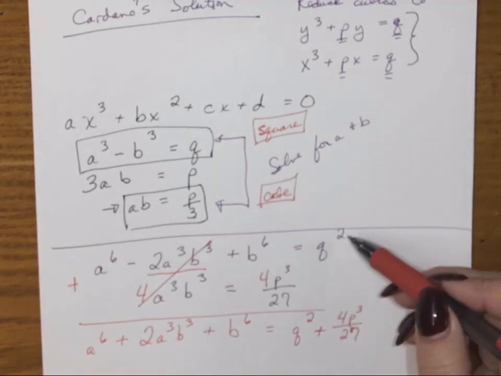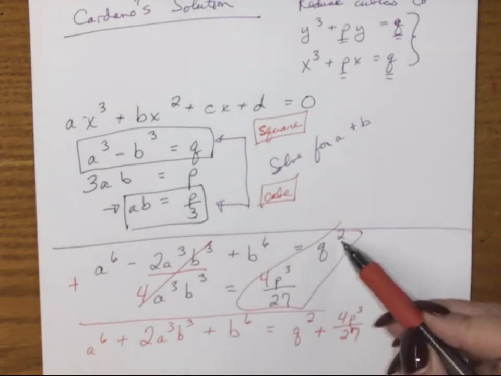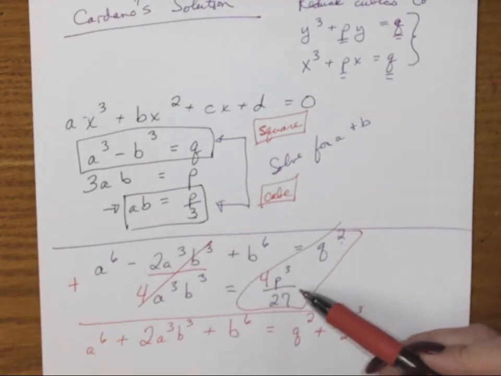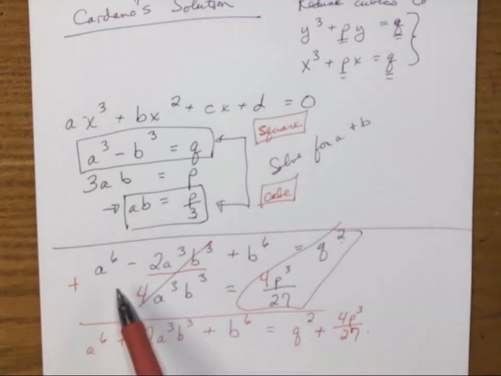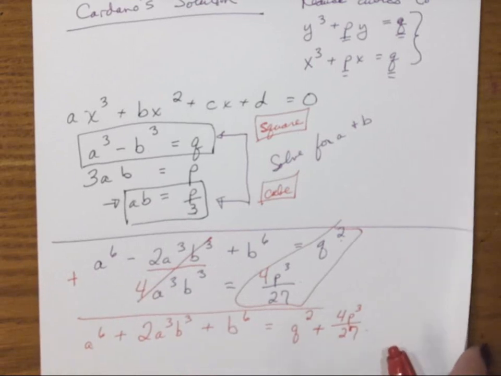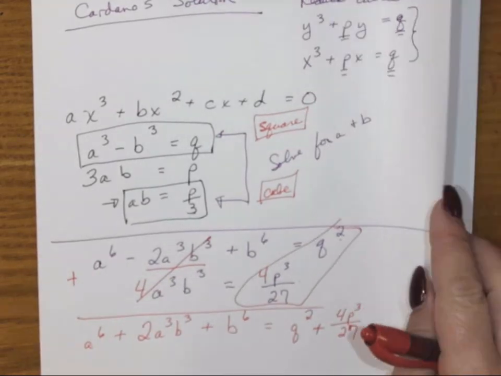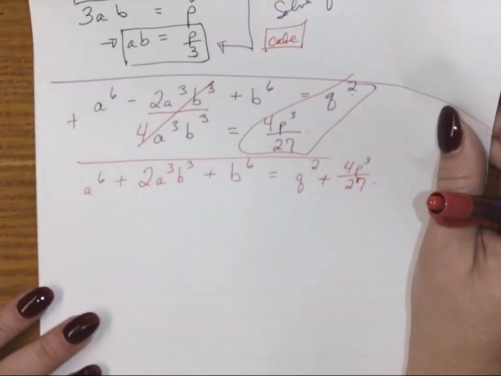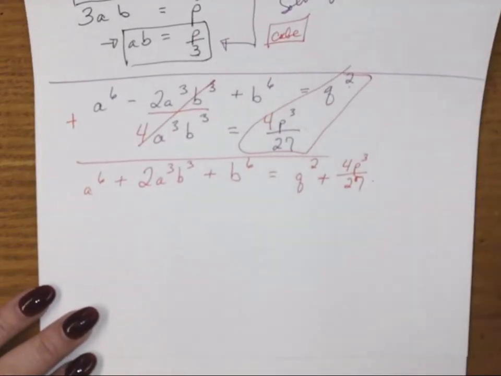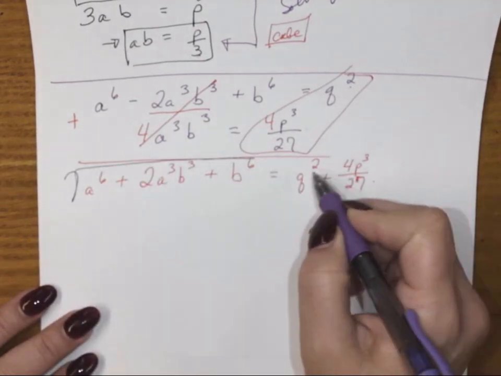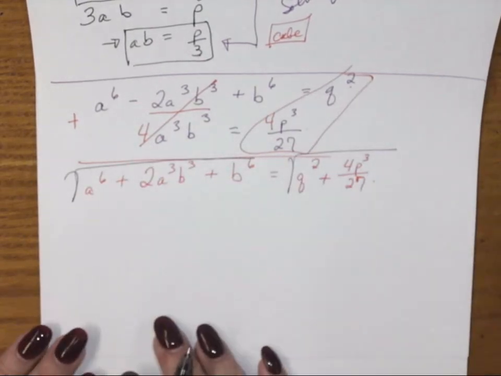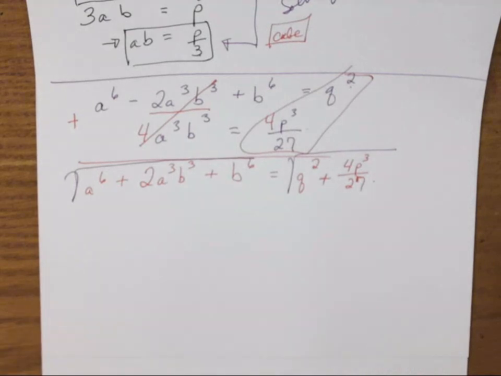But whenever he adds together these guys on the right side, he gets q squared plus 4p cubed over 27. When he adds together these guys on the left side, the a to the 6 and the b to the 6 just drop down, and this becomes a positive 2a cubed b cubed, right? Okay, so he's got this going for him, and he says, oh, well, let's take the square root of both sides. Sure, why not? Everybody says aloud, right?